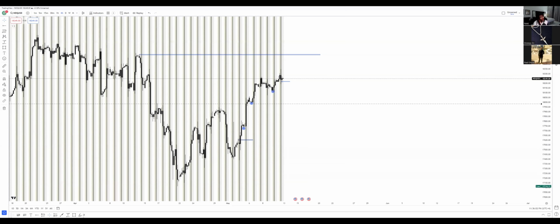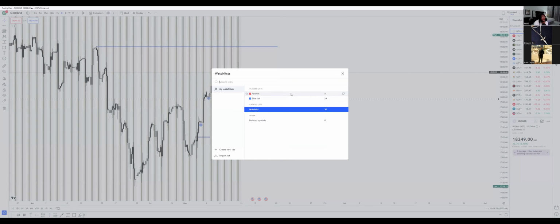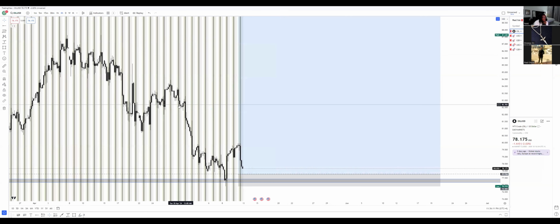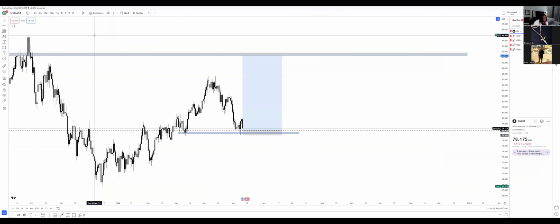So I feel like price is likely gonna continue buying. And I want to touch on US oil too, because there's a setup I saw on US oil that would likely make sense. I think I had a setup already on US oil. Yeah. Which is kind of what I'm saying right there.